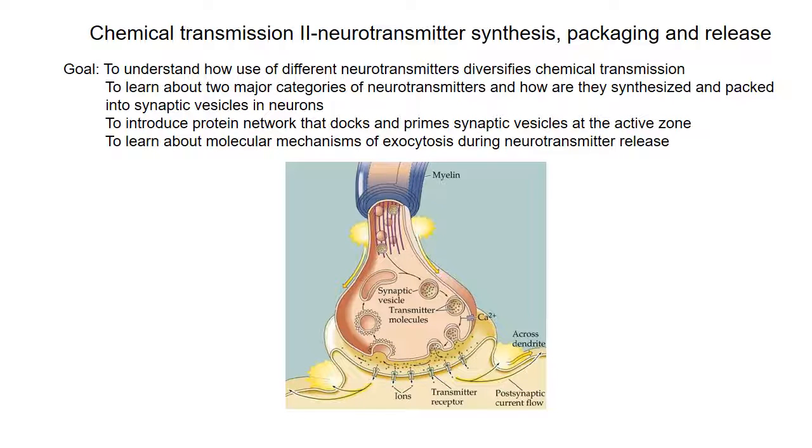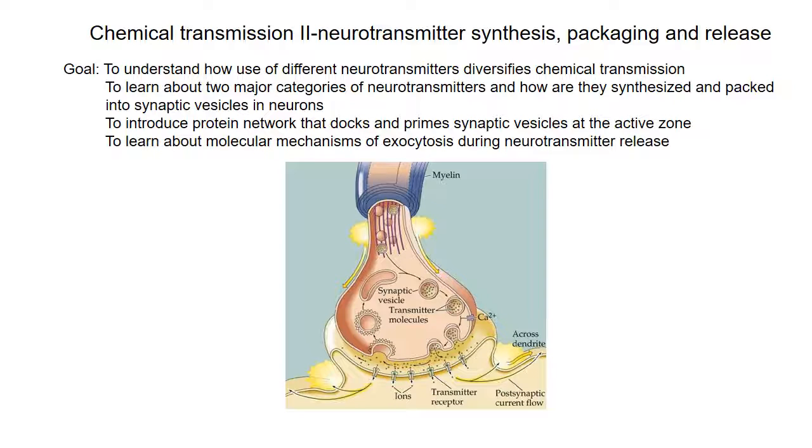In the previous lecture, we have learned about the difference between chemical and electrical transmission, and we have learned about the basic steps that occur during the chemical transmission. In this second lecture, or in the next series of lectures, we are going to go in a little bit more detail through each of the steps, or many of the steps, that are involved in chemical transmission.